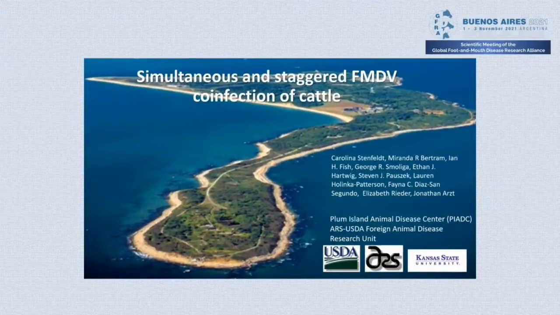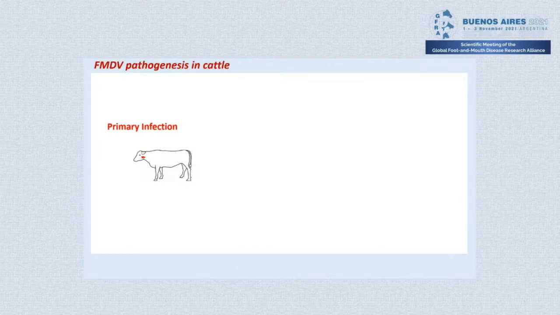I'm Carolina Stenfeldt, and I'm going to talk about a study of FMDV co-infection in cattle that was recently done at the Plum Island Animal Disease Center. This first slide here is a brief reminder of FMDV pathogenesis in naive and vaccinated or otherwise clinically protected cattle. In cattle, FMDV infection initiates in the nasopharyngeal mucosa of the upper respiratory tract.